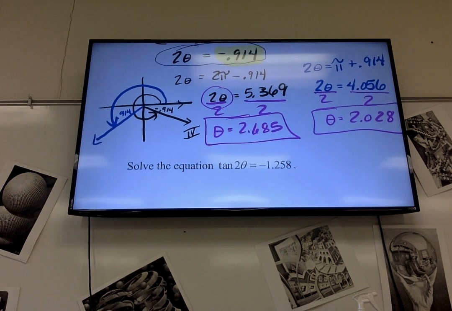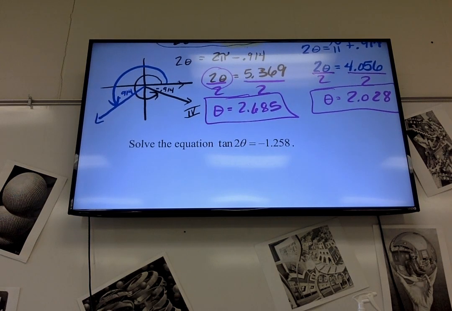So on this bottom one, tangent of 2 theta equals negative log. What would I do to get rid of the tangent? Inverse tangent. Good. So 2 theta equals inverse tangent. You've got to do the same thing on both sides.